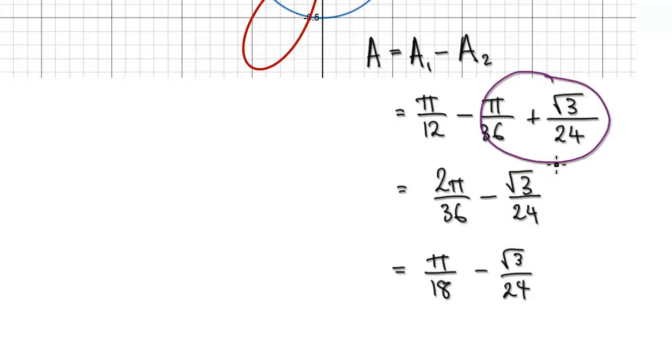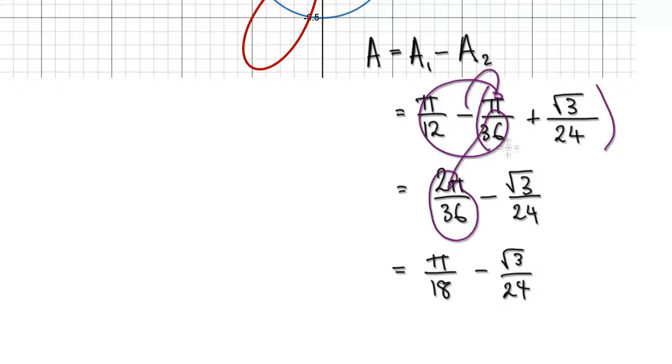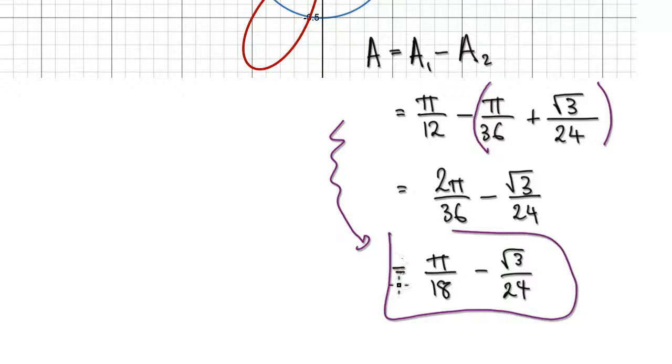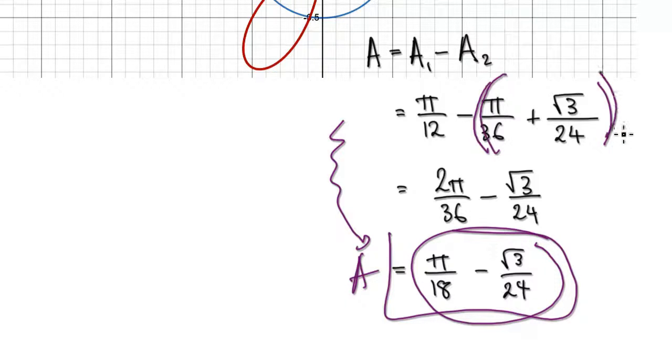Have I made a mistake somewhere? Oh, there should be brackets here, because this is A2. So that would mean minus this. That will then give you this, and then minus this. That will then give you this thing here. Sorry, I made a mistake here. There should be brackets here. Okay, and then it will give you this. So the whole area is equal to this thing here. Even though there's brackets here, this is correct. Okay.